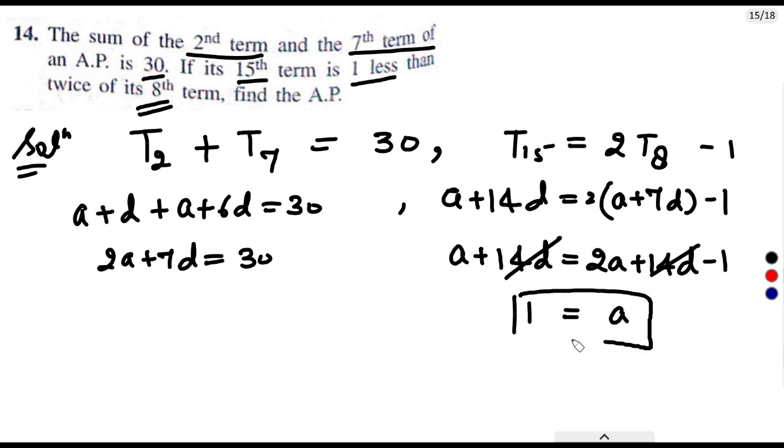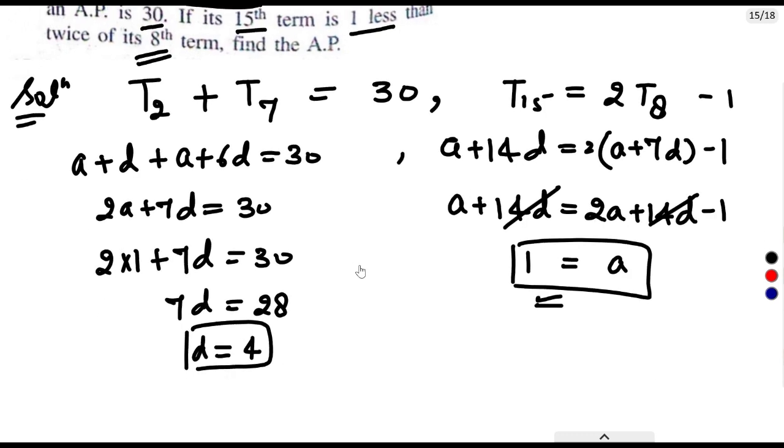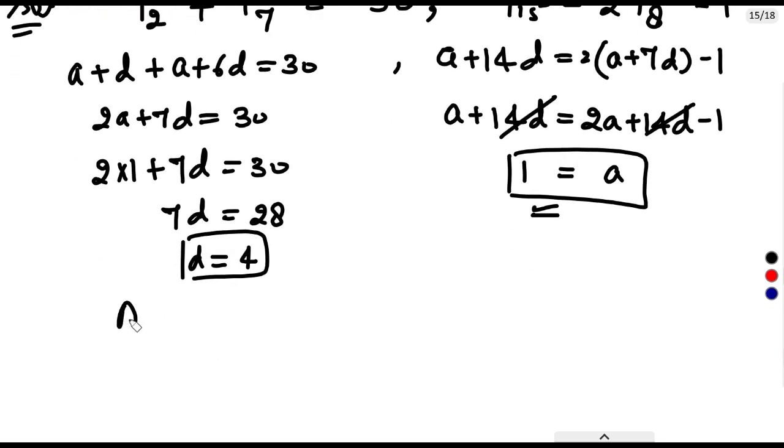A is equal to 1. Substitute here. D is 4. If first term is 1 and common difference is d, then the AP will be, first term is 1, second will be a plus d, 1 plus 4, 5. Next will be 5 plus 4, 9 and so on.